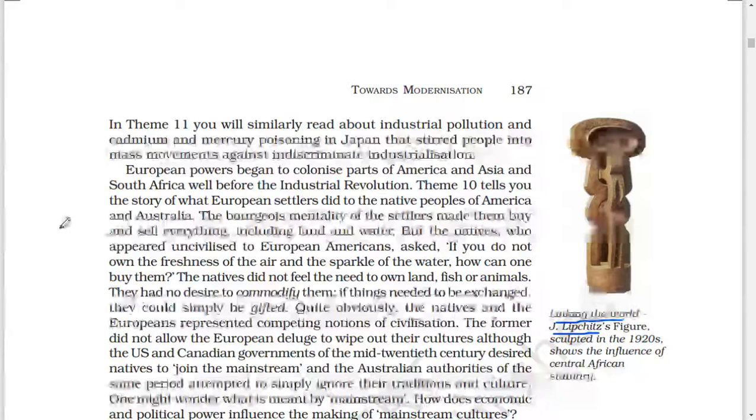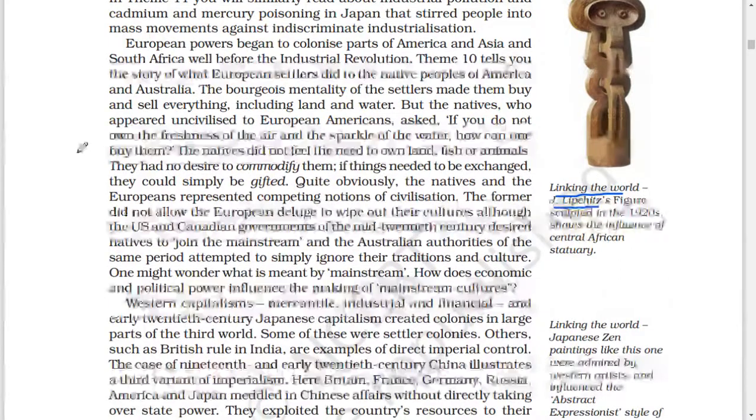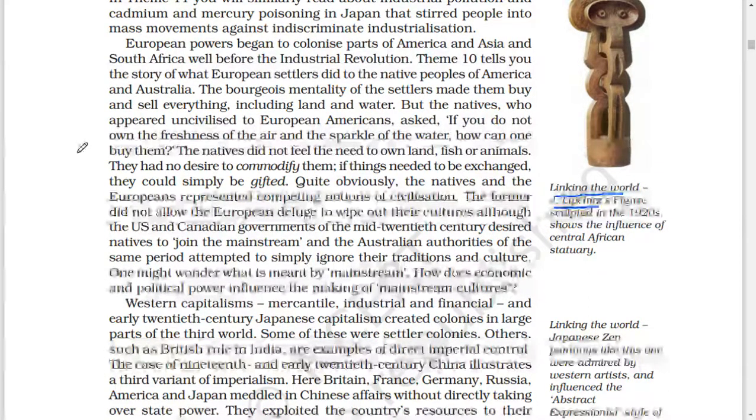The bourgeois mentality of the settler made them buy and sell everything, including land and water, but the natives, who appeared uncivilized to European Americans, asked, if you do not own the freshness of the air and the sparkle of the water, how can one buy them? The natives did not feel the need to own land, fish, or animals. They had no desire to commodify them. If things needed to be exchanged, they could simply be gifted.